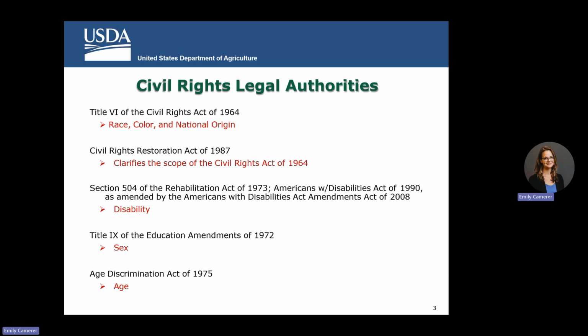The Rehabilitation Act and Americans with Disabilities Act guarantee access and rights for individuals with disabilities. Title IX addresses gender discrimination, promoting fairness and equity for all, regardless of gender. The Age Discrimination Act protects older adults. Together, these laws create a comprehensive framework for civil rights that empower us to serve our communities effectively.